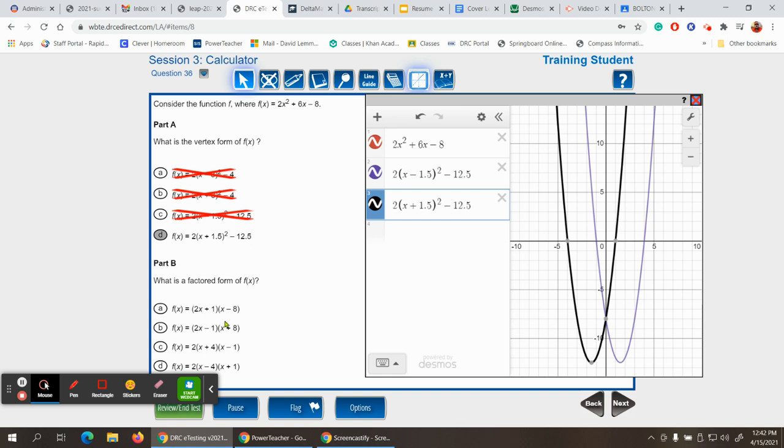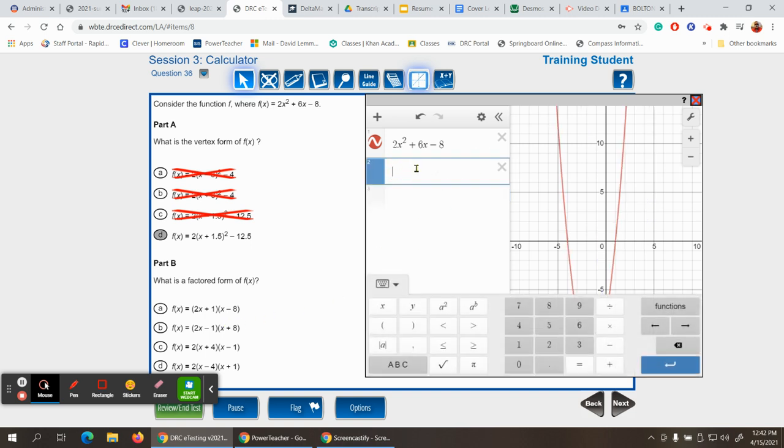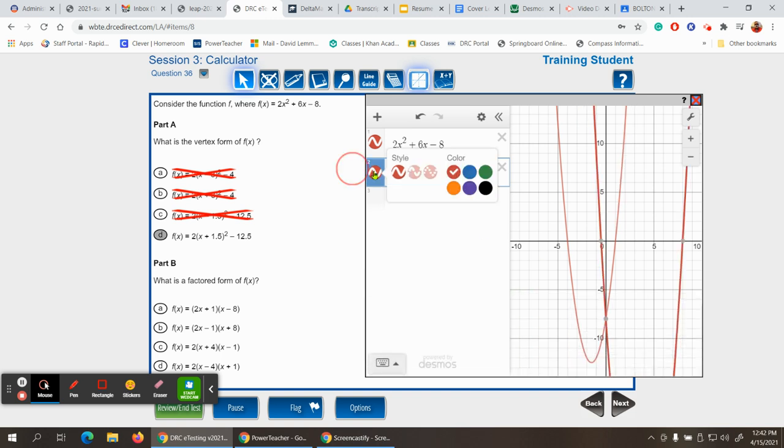So now we're on part B. Guess what? We do the exact same thing. We're going to say parentheses 2x plus 1, open parentheses again, x minus 8. If you click and hold, it allows me to change the color. I'm going to put that as purple, or black, so that you can actually see it.